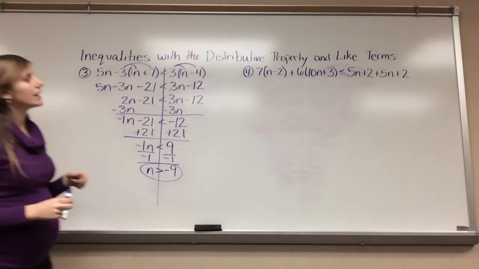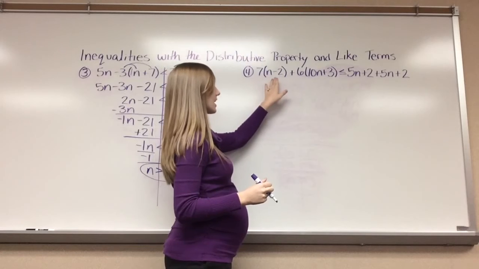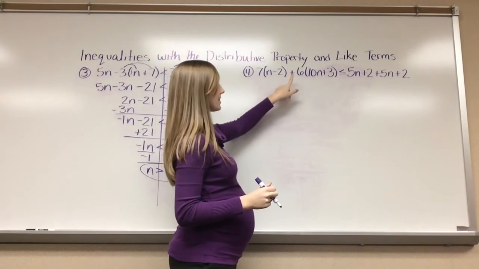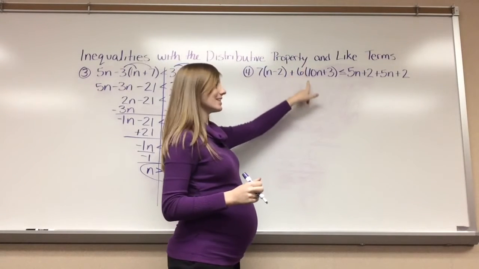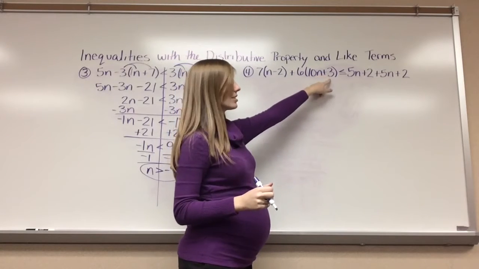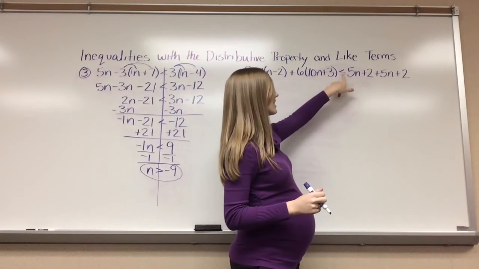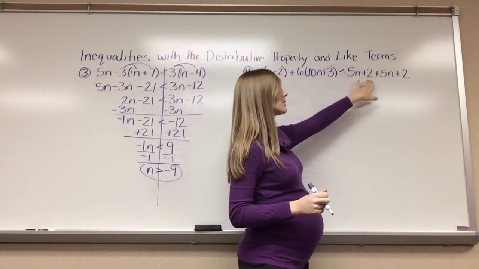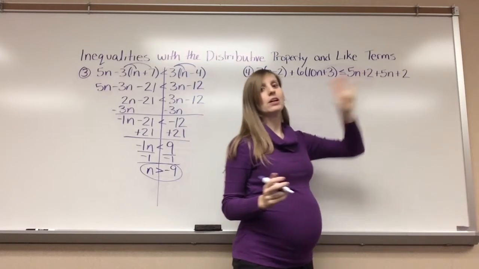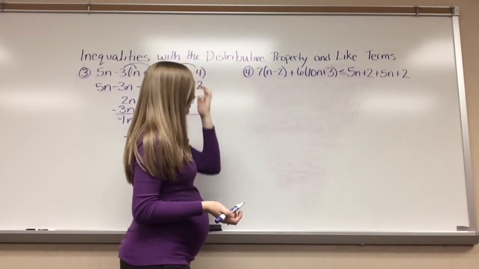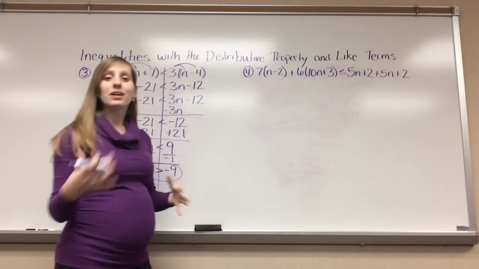For number 4, our inequality is 7 parentheses n minus 2, and those parentheses, plus 6 parentheses 10n plus 3, and those parentheses, is less than or equal to 5n plus 2 plus 5n plus 2. Whew, pretty long problem. So let's make sure we take this one step at a time.